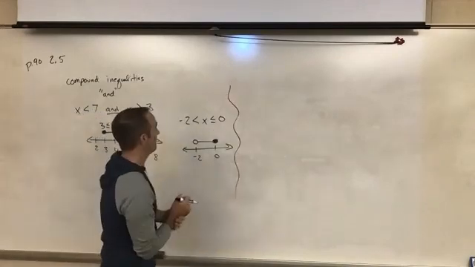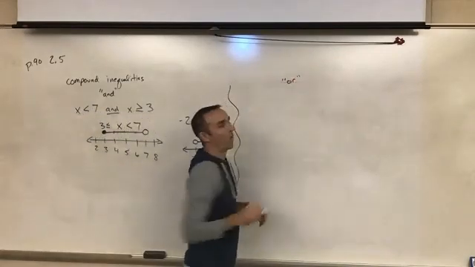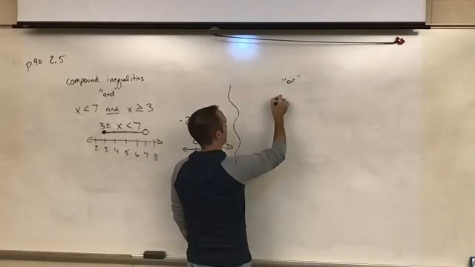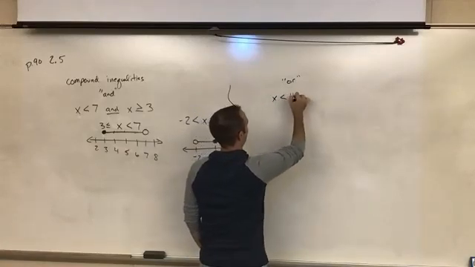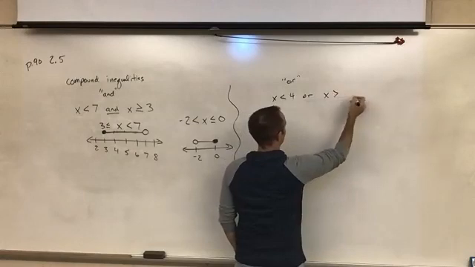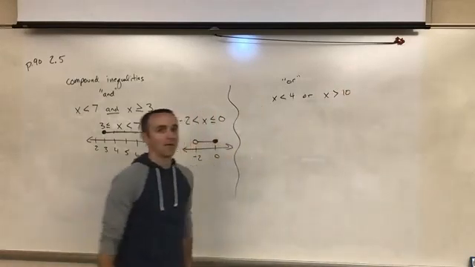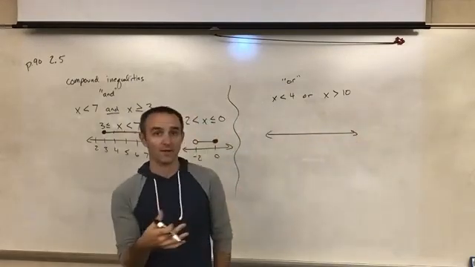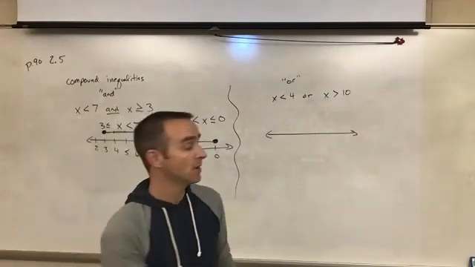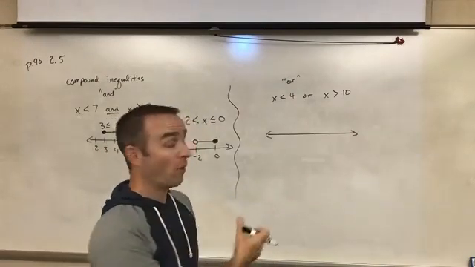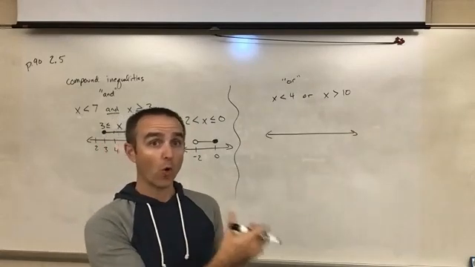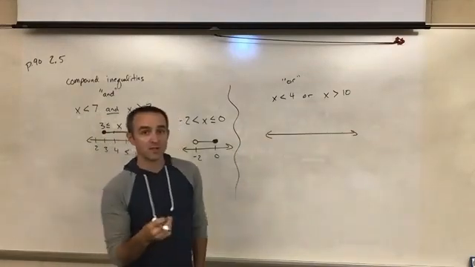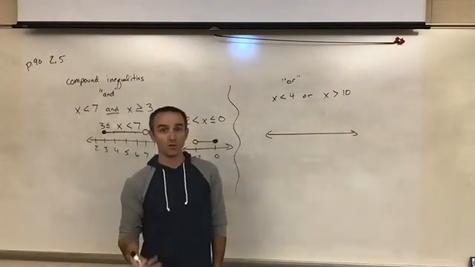Okay, the second one that we talk about is or. So this one's a little different. This is saying x is less than 4 or x is greater than 10. So with the word or in there, the way it's worded now is x is either less than 4 or x is greater than 10. So it's one or the other. It doesn't have to be both. It can't be both, right? It's one or the other. So as long as the number satisfies one or the other, it's a solution.